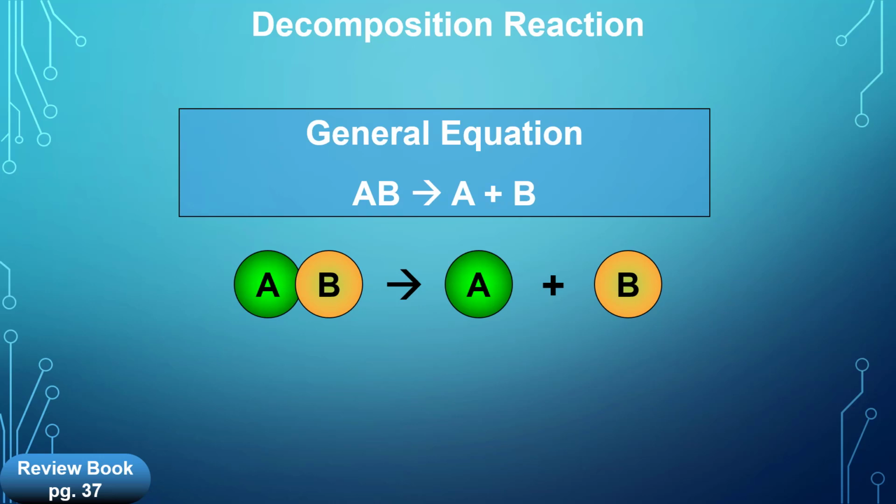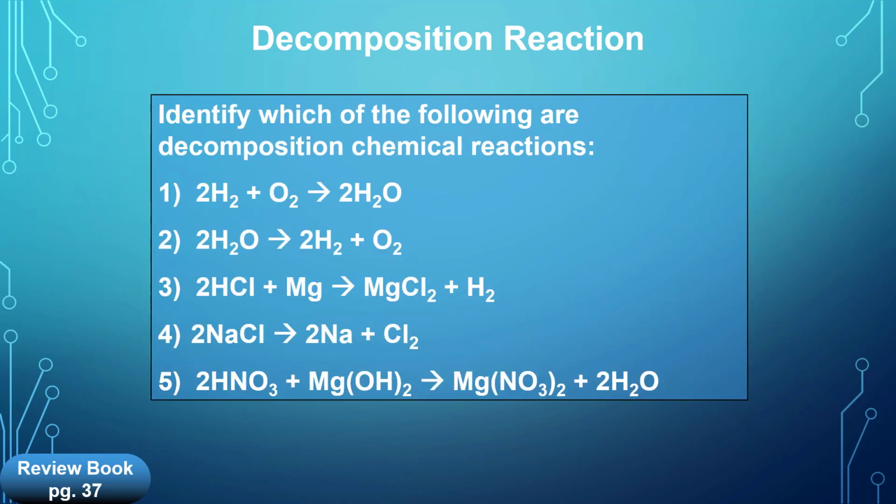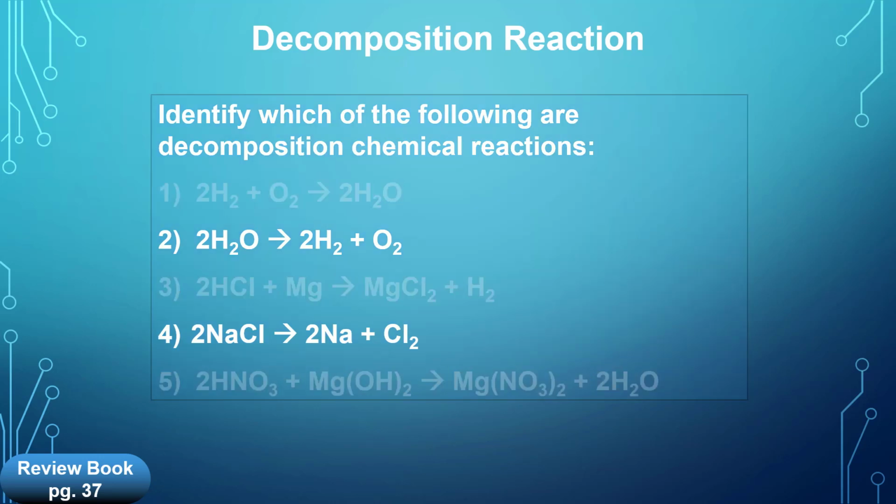All right, so we've done decomposition. Well, actually, no, first of all, let's practice. Which one of these is a decomposition chemical reaction? Pause and see what you can do. Okay, if you've answered questions 2 and 4, then you are right. Those are compounds breaking down into smaller substances. In this case, they are elements.